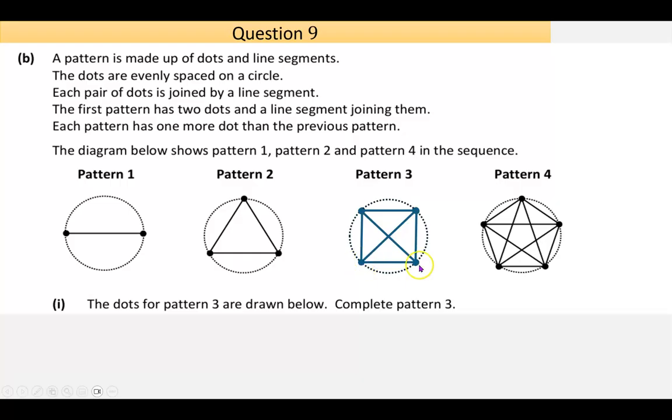So you draw the 4 dots on it. They have to be evenly spaced out. It's the only way they could go. And somebody could do the dots like that or something. It doesn't really matter the orientation of the square. And then you're just joining all the lines together, including the lines in the middle. Okay, and that's the answer for part 1.